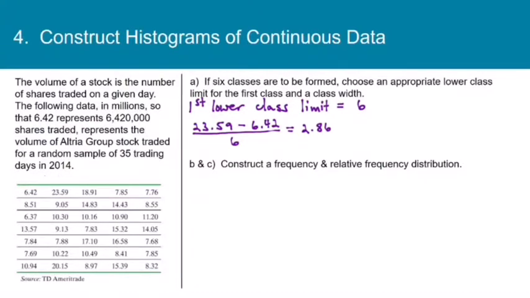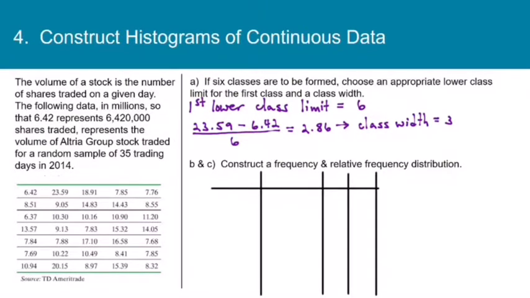Now, I'm not going to use 2.86 because that would be so inconvenient. And a frequency distribution is all about helping us understand the data, not making it harder to understand the data. So I want to round this number to a convenient number, and I need to always round up. Even if this number were less than 2.5, I would still round up to something convenient. So I'm going to go ahead and round up to a class width of 3.